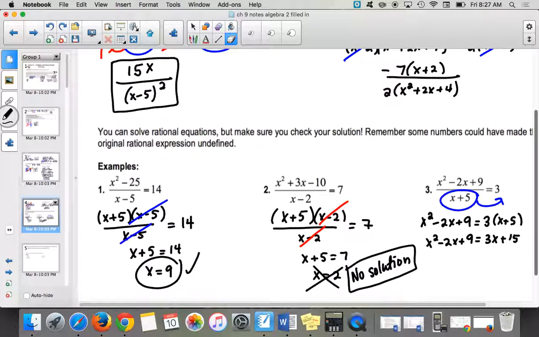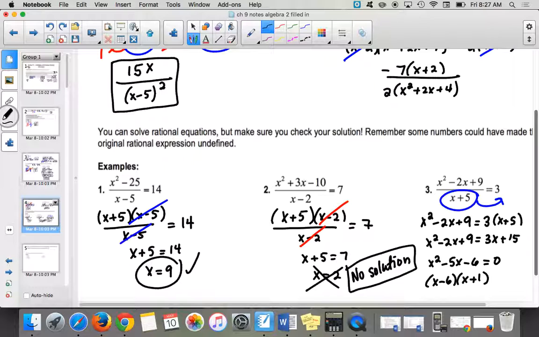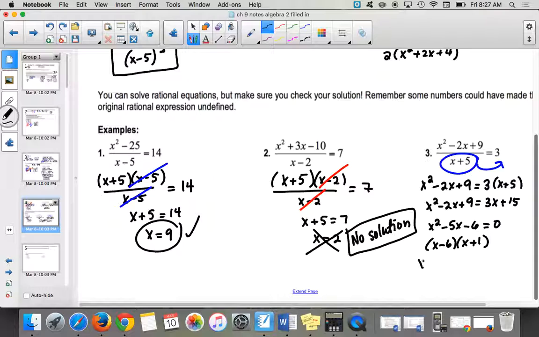All right, so on this one, I'm going to get everything on one side. So I have x squared, minus 5x, and I'm going to subtract the 15 over. So 9 minus 15 is negative 6. And then I factor. It factors into x minus 6 times x plus 1 because I need them to multiply to be that negative 6. So we get 6 and we get negative 1.